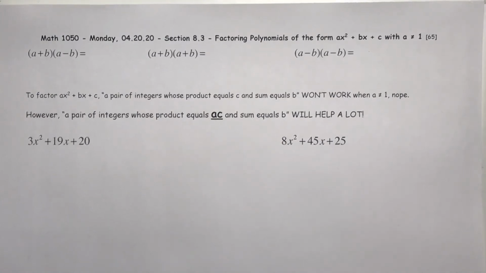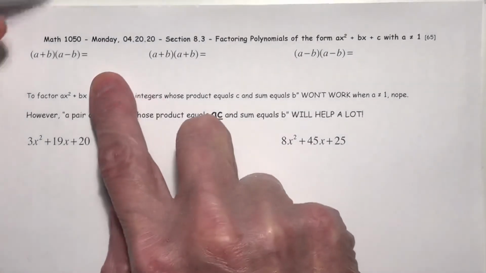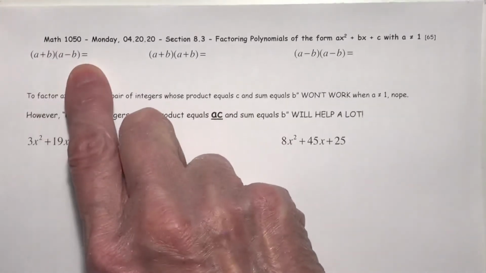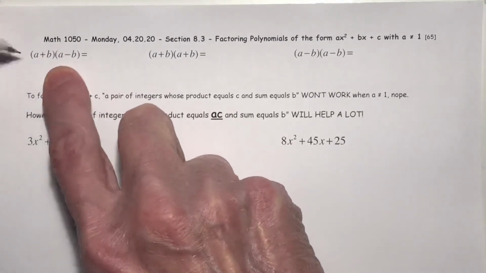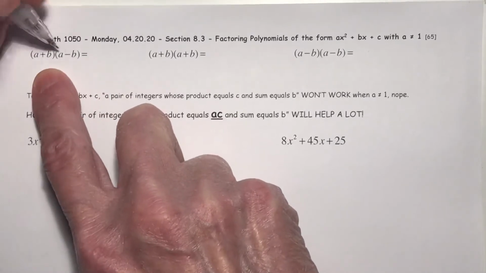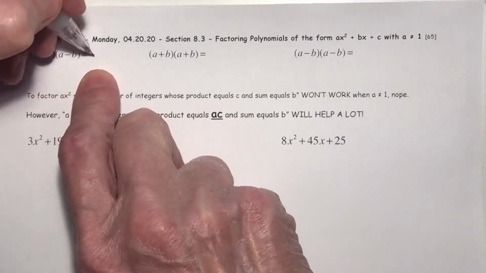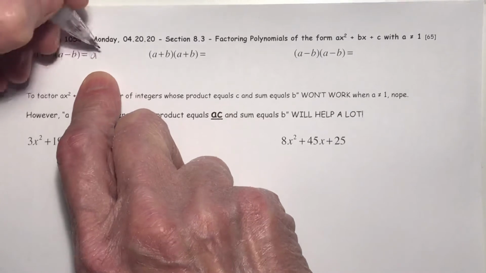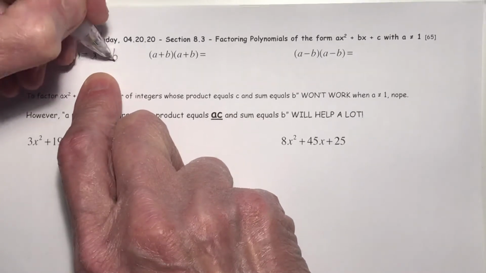Well, here we go with our number 65 lesson and some reminder stuff at the top of the paper. Can you fill this in your memory before I write anything? Two things added times the same two things subtracted, we get the square of the first thing minus the square of the second thing.